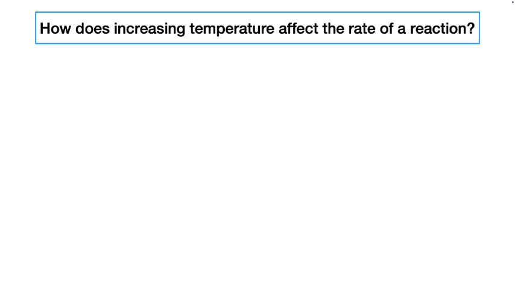How does increasing the temperature affect the rate of the reaction? What do you guys have? It increases the rate of the reaction. Why does it increase the rate of the reaction? What happens when you increase the temperature? There's more energy in the system, and because there's more energy in the system, there's more movement in the individual particles, more likely for collisions to happen, and that therefore increases the rate of the reaction.